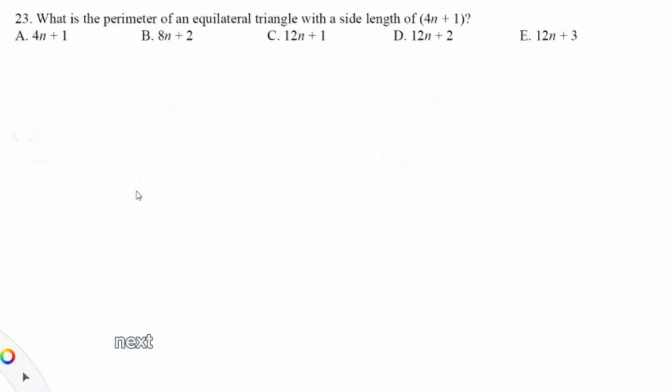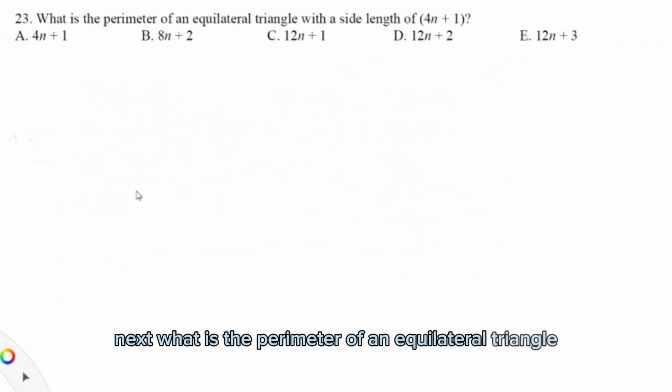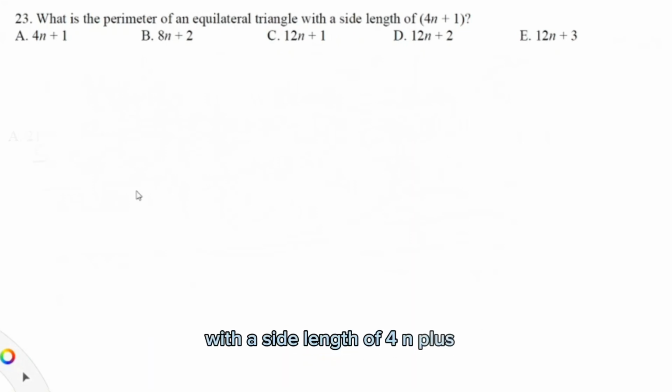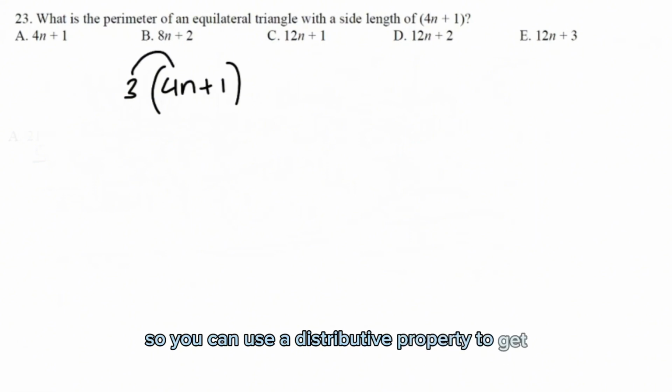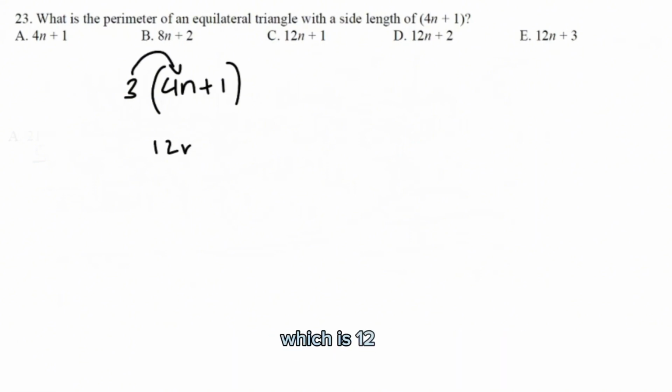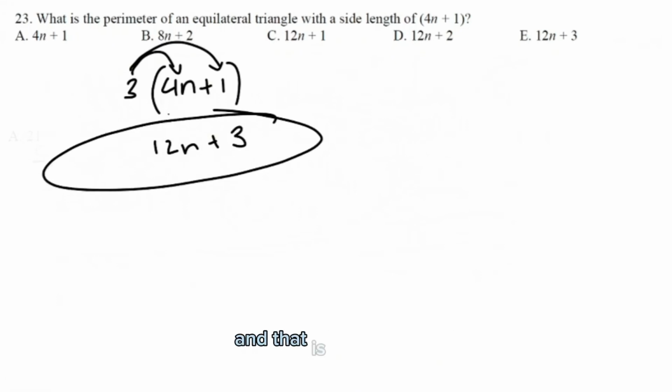Next, what is the perimeter of an equilateral triangle with a side length of 4n plus 1? We're trying to find the perimeter of an equilateral triangle, which means all the side lengths are the same. That means the perimeter is just 4n plus 1 added 3 times, or 3 times 4n plus 1. We can use the distributive property to get 3 times 4n, which is 12n, and 3 times 1, which is 3. So we get 12n plus 3, and that is your answer.